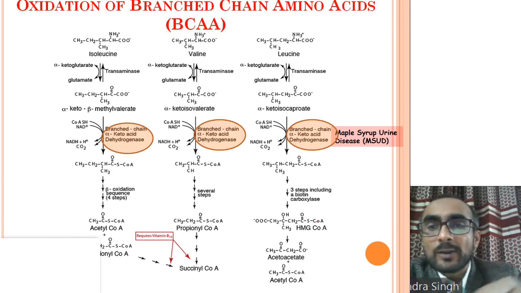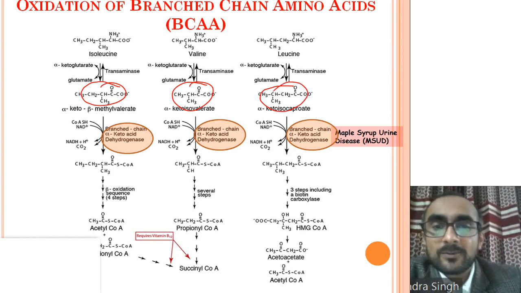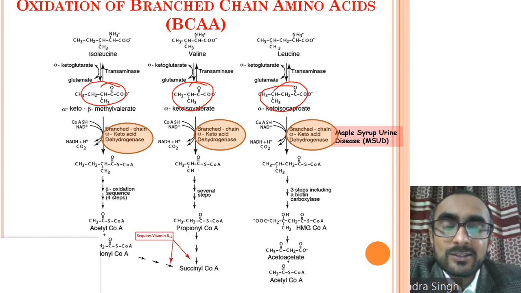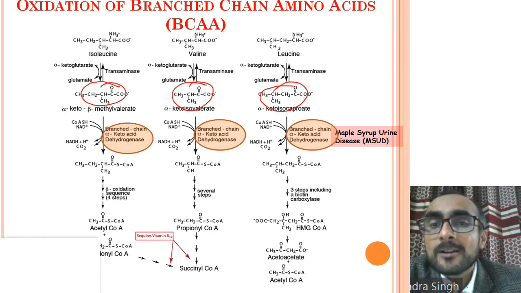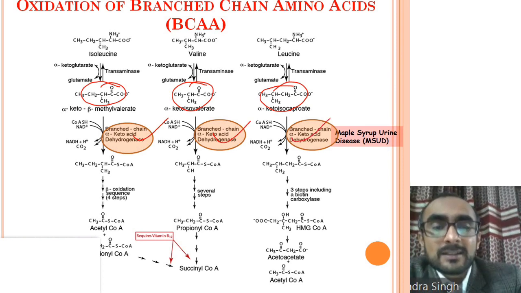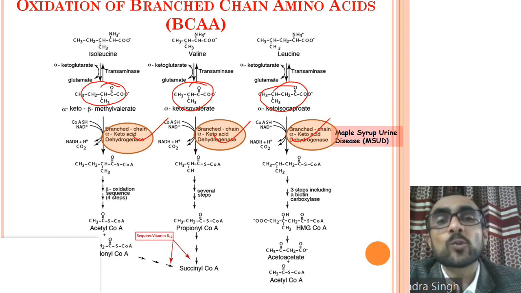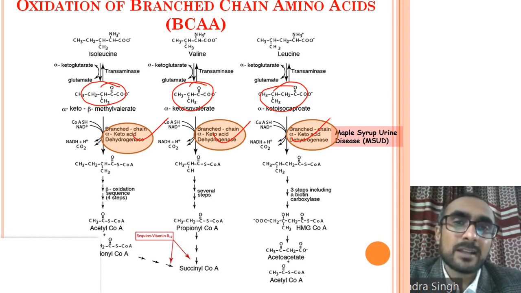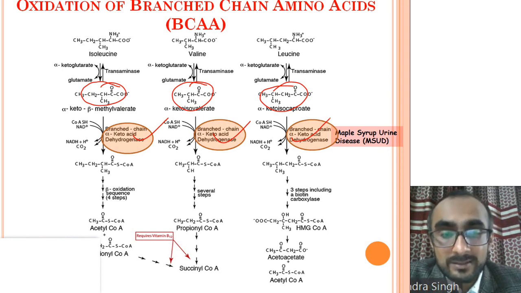Now these three keto acids, which are produced from these branched-chain amino acids, are further degraded into corresponding acyl coenzyme A esters by an enzyme called branched-chain alpha-keto acid dehydrogenase. This is a complex enzyme where three enzymes are clubbed together, like we have seen in the case of the pyruvate dehydrogenase complex, which oxidizes pyruvic acid into acetyl coenzyme A.